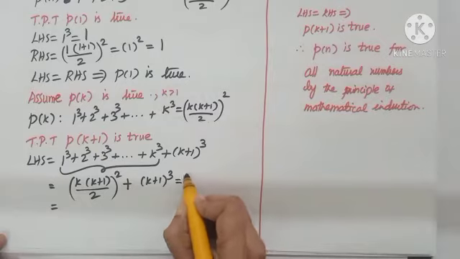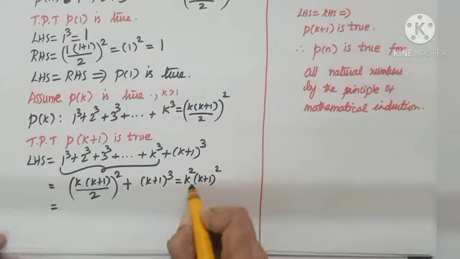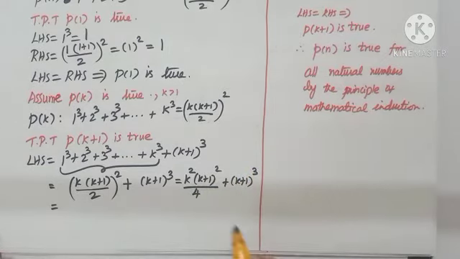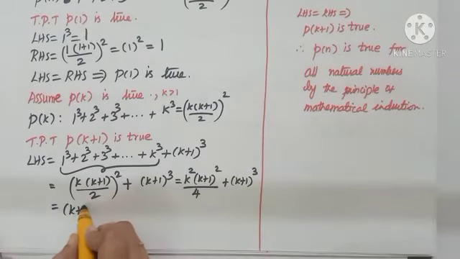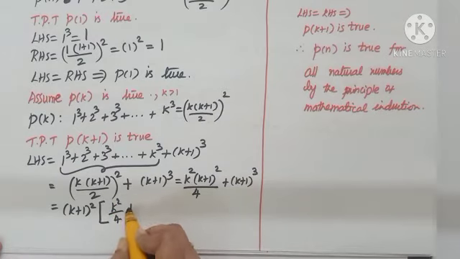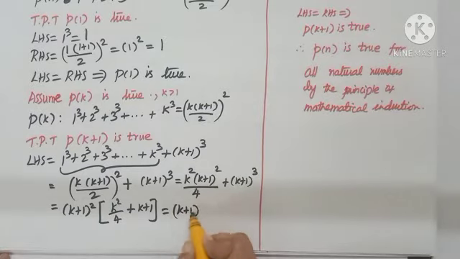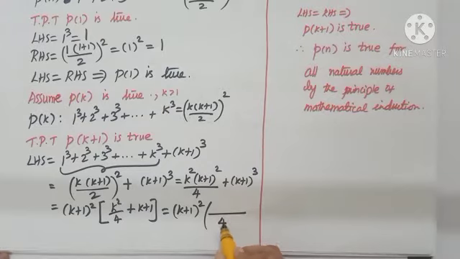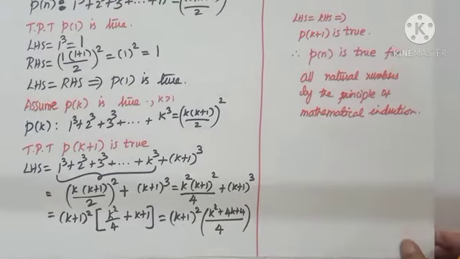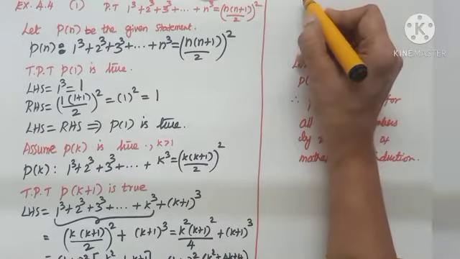So let me simplify this. K square, K plus 1 the whole square by 2 square is 4, plus K plus 1 the whole cube. Taking the common term out, K plus 1 power 2, which is common, power 2. Take it out. What remains? K square by 4 plus K plus 1. How to simplify this? K plus 1 the whole square into LCM 4, K square plus 4K plus 4. What is K square plus 4K plus 4? K square plus 4K plus 4 is K plus 2 the whole square.